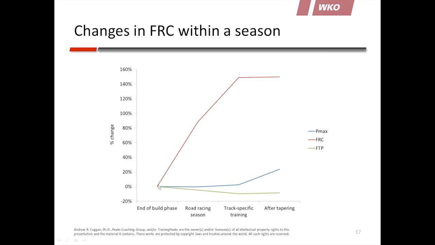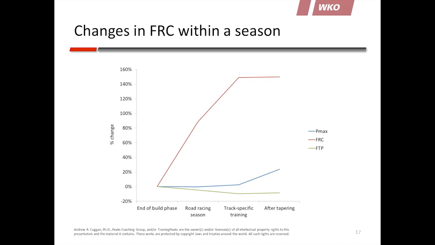Then moving into road racing season, which was pretty much what you think of as race and recover mode, where you're racing quite frequently, but you don't have much opportunity to do a lot of structured training. And you can see her functional reserve capacity increases quite a bit as a result. What's more interesting, though, is the further increase she gets when she starts to do track-specific training, more along the lines of what I like to describe as go hard, puke, go home sort of intervals, rather than repetitions with very short recovery like a roadie might do.